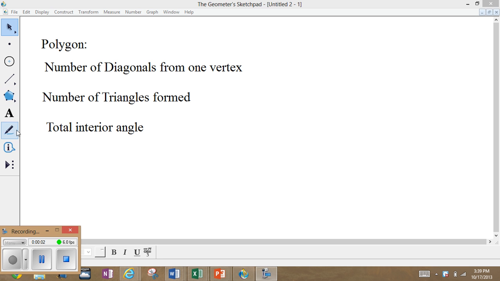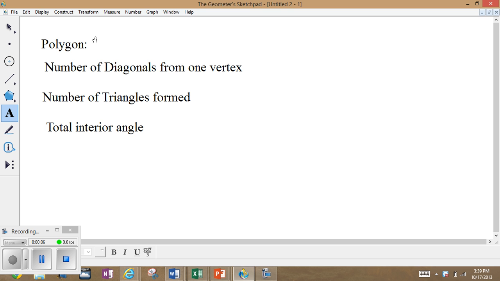Now in this video, we're going to start talking about different types of polygons. We're going to first start talking about quadrilaterals, which are four-sided figures, and see what we can say about those.